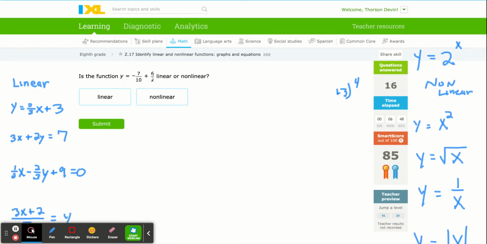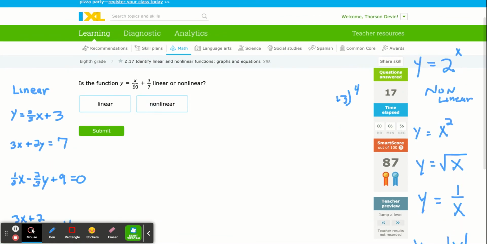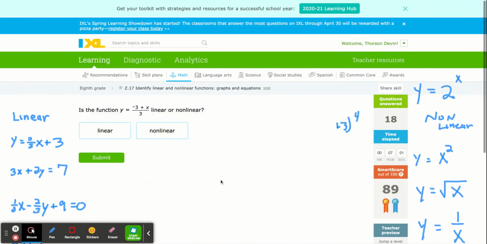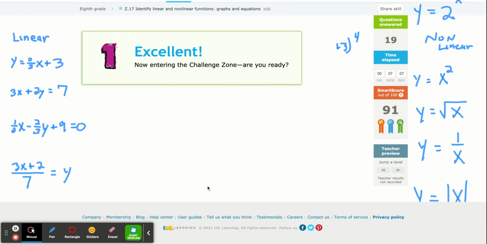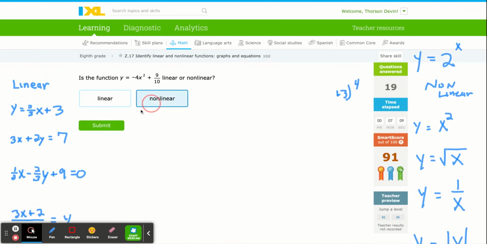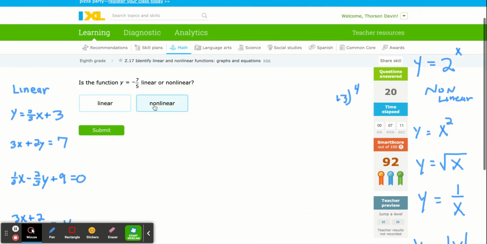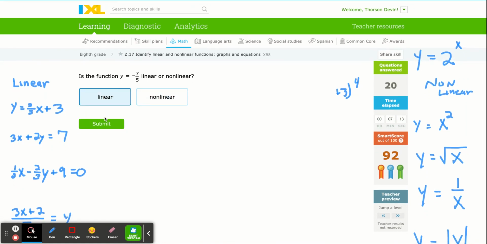Division by a variable. I can never have the variable be a denominator. So they can't divide by x. That's nonlinear. It's all right to have x on the top of a fraction, though. That's perfectly fine. X is all right on top. It just cannot be on the bottom of the fraction. Again, exponent, nonlinear. Like that's a horizontal line. That's linear.